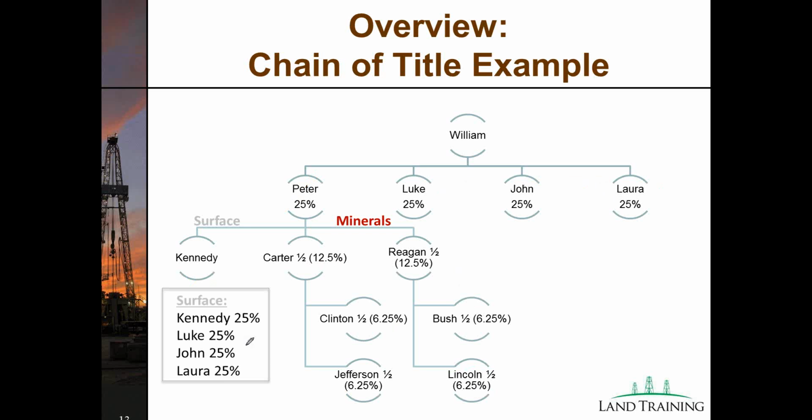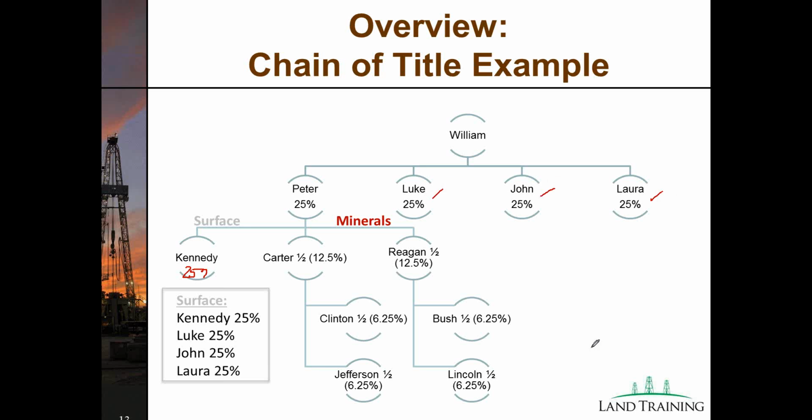So let's look at what our title opinion would look like. It would show Kennedy as we would first break it down into surface and minerals. The surface ownership is going to be owned 25% by Kennedy, 25% Luke, 25% John, and 25% Laura.